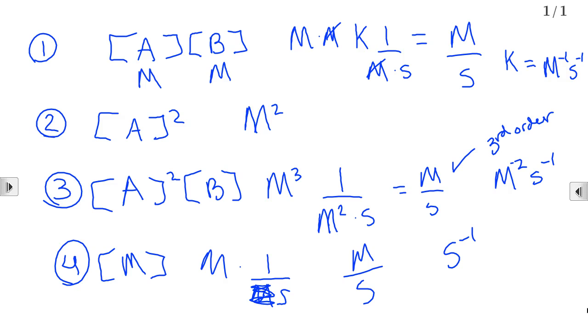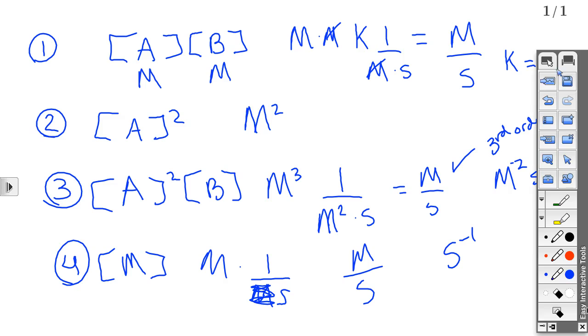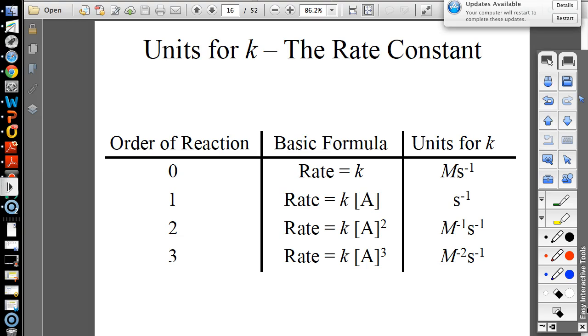So I got a chart. If you didn't get that, I got a chart, but that chart doesn't mean anything if you can't look at it and understand it. So this is what I just did with you. For first order, it's 1 less, and then seconds. Second order, 1 less, and then seconds. Third order, 1 less, and then seconds. For zero order, K is equal to the rate, and rate has to be molarity per second. We didn't have to do anything to that. That's just what a rate is: concentration per time.